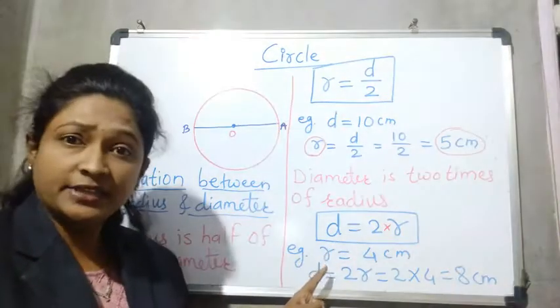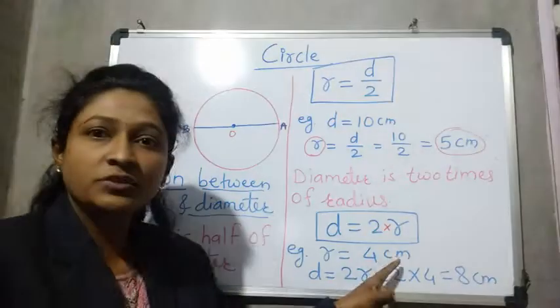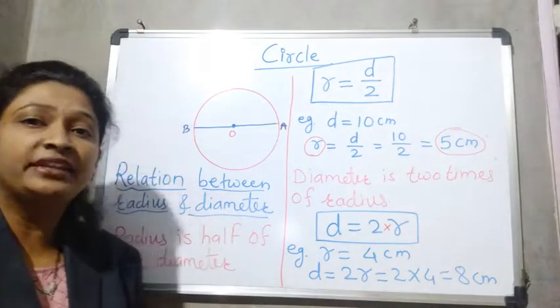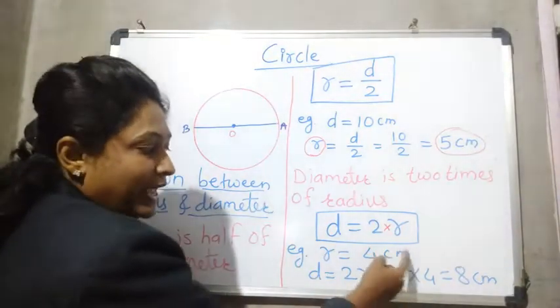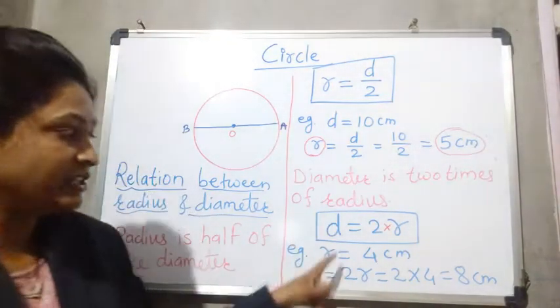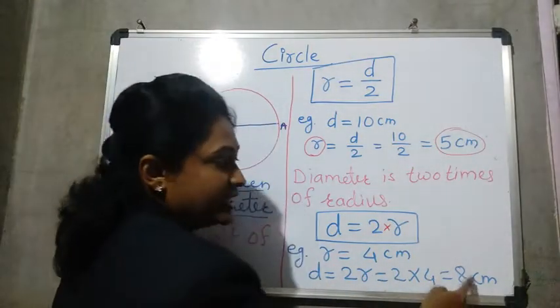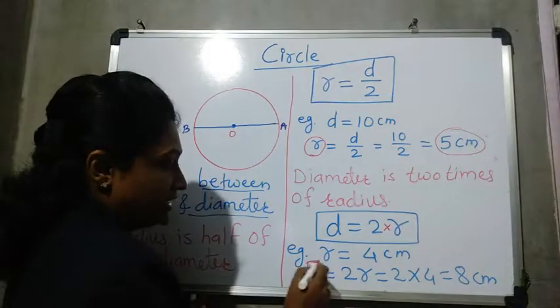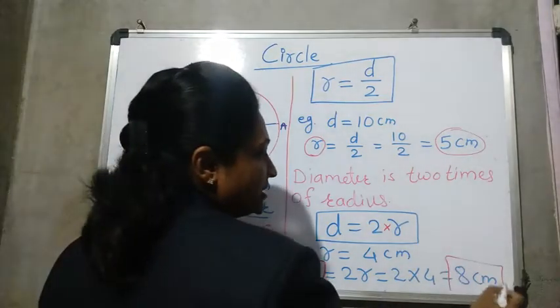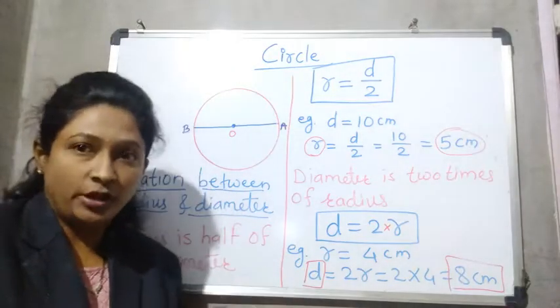If they gave radius, here see, radius they gave 4 centimeter. Radius is equal to 4 centimeter. Then how will you find the diameter? So diameter is equal to 2r, means 2 multiply r. R is what? Your r is 4 centimeter. So 2 multiply 4, it is 8 centimeter. You will get the diameter as 8 centimeter. Why? Because your radius is 4 centimeter and diameter is 2 times of radius, or double of radius we can say.